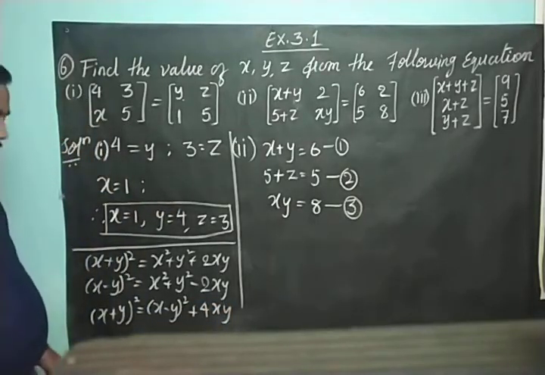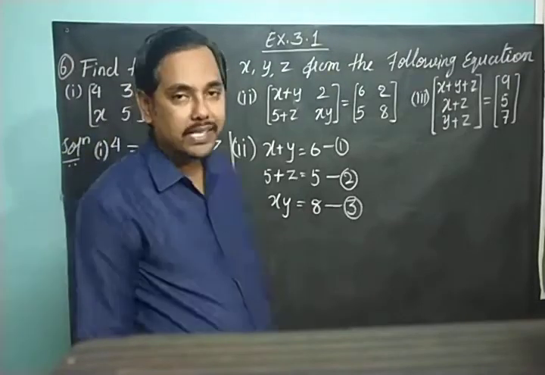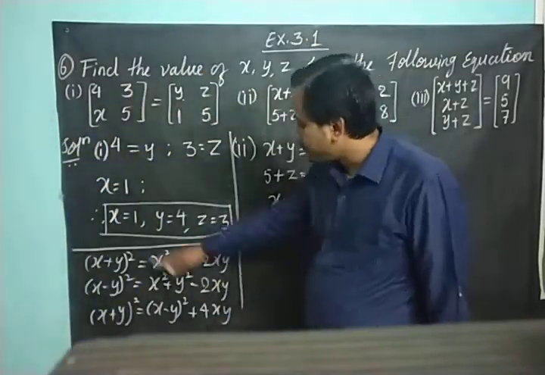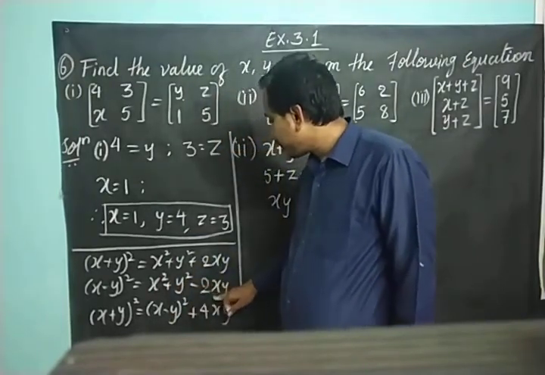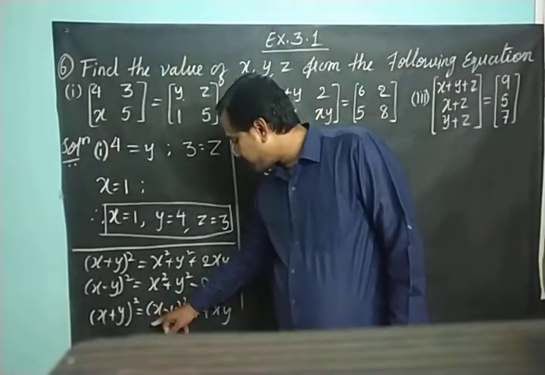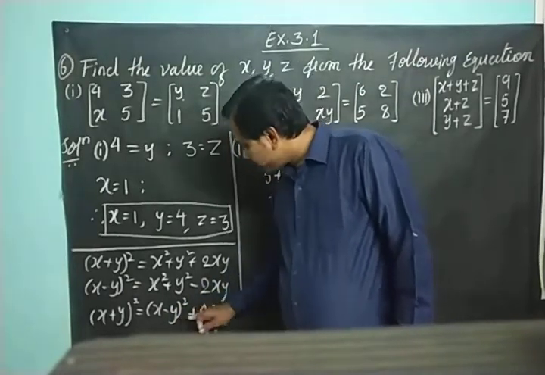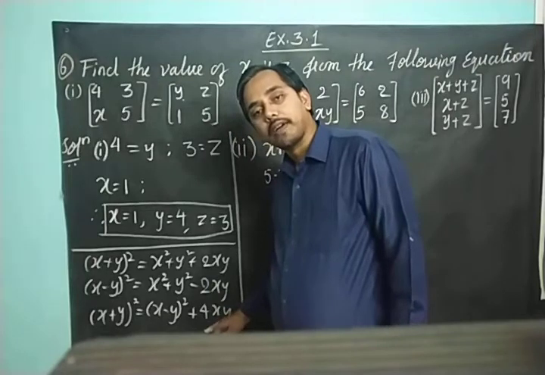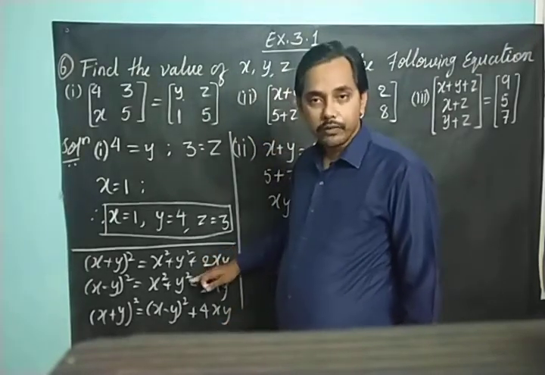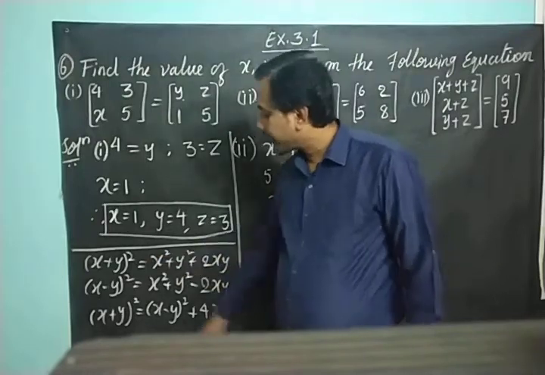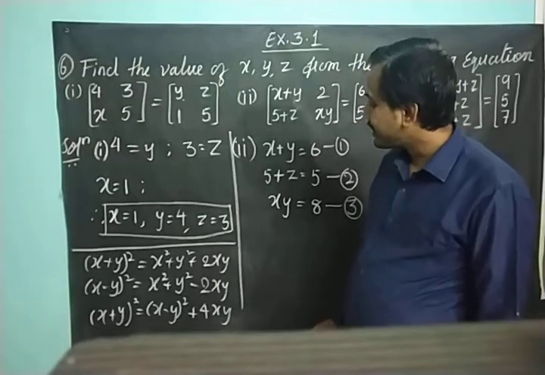X plus y the whole square is x minus y the whole square plus 4xy. If you substitute x minus y the whole square here, what do I get? X square plus y square minus 2xy, plus 4xy. Minus 2xy plus 4xy leaves plus 2xy. So there is nothing but the equation of this form: x plus y the whole square can be written as x minus y the whole square plus 4xy.